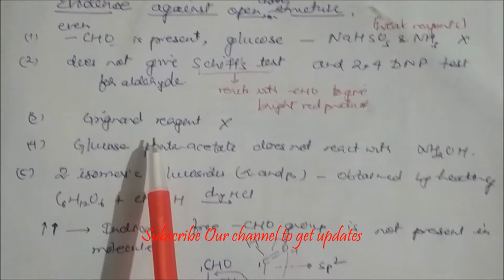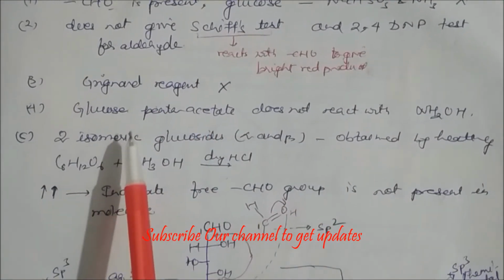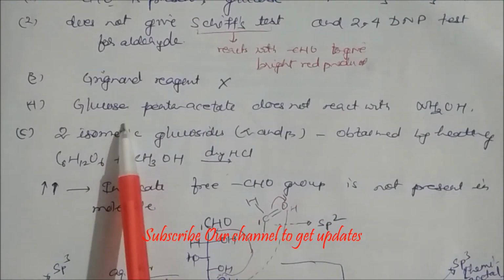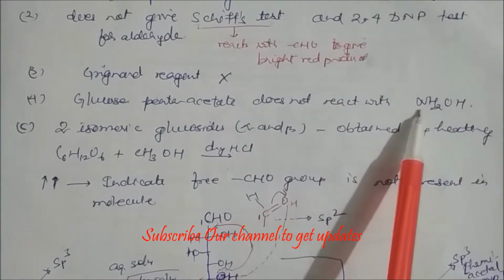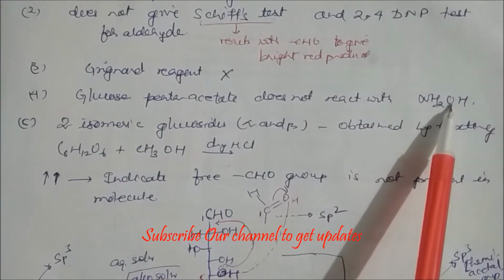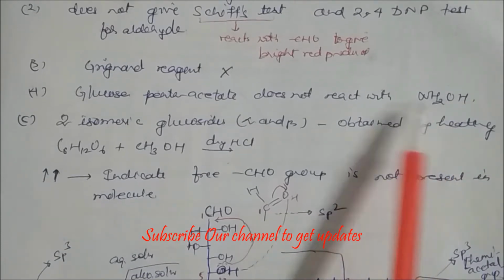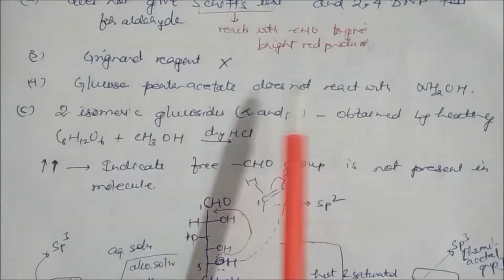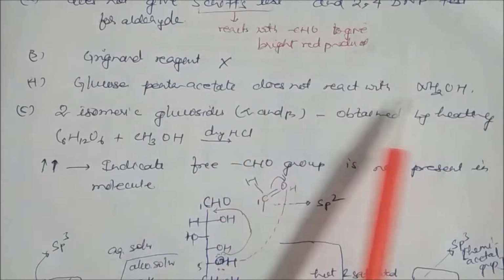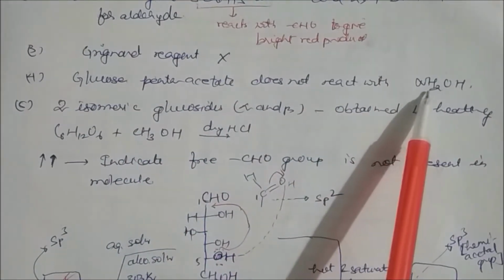It is not even reacting with the Grignard reagent. It is not forming glucose pentaacetate with hydroxylamine. Previously, we have seen glucose forming pentaacetate in the open chain structure, but this structure does not show it with hydroxylamines.